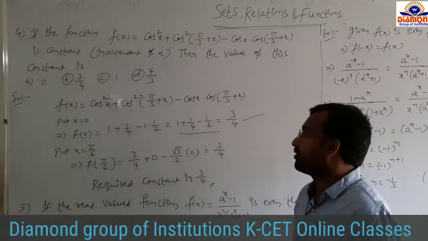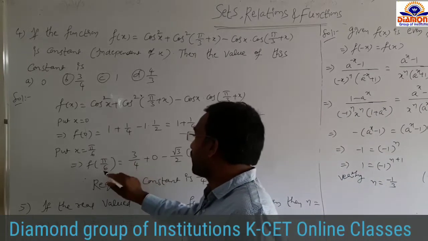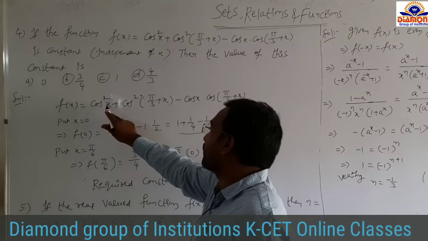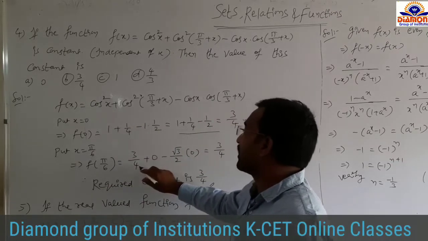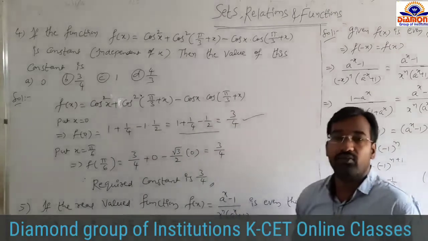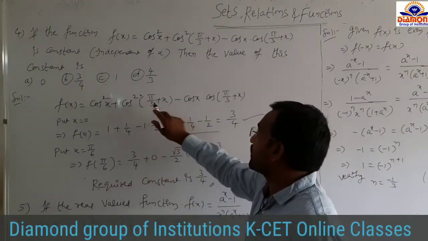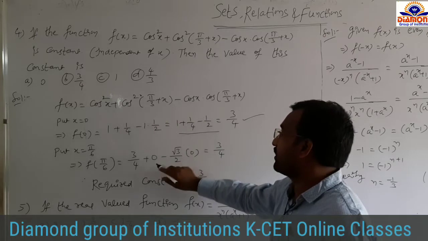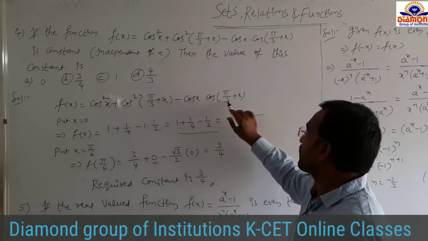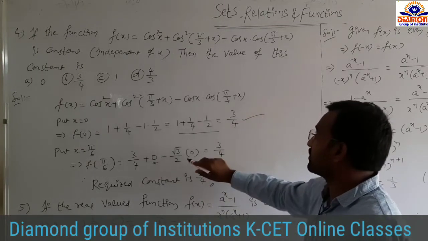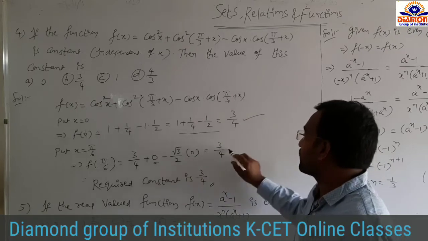Next, x equal to π/6, substitute. So f(π/6) equal to cos² of 30 equal to 3/4. That means cos 30 is √3/2, that's why the whole square is 3/4. Here 60 plus 30 is 90, cos 90 is 0. Next, here also 60 plus 30 is 90, that's why this is also 0. So the final value is 3/4.